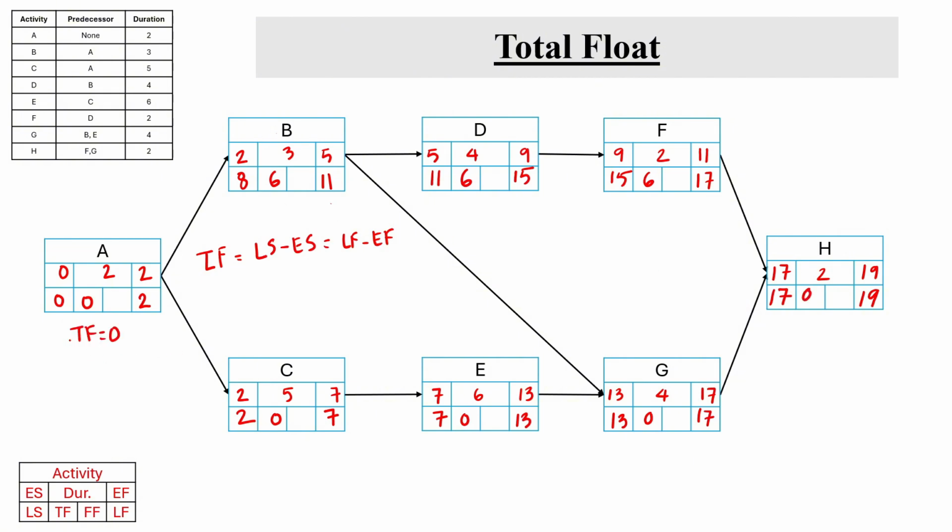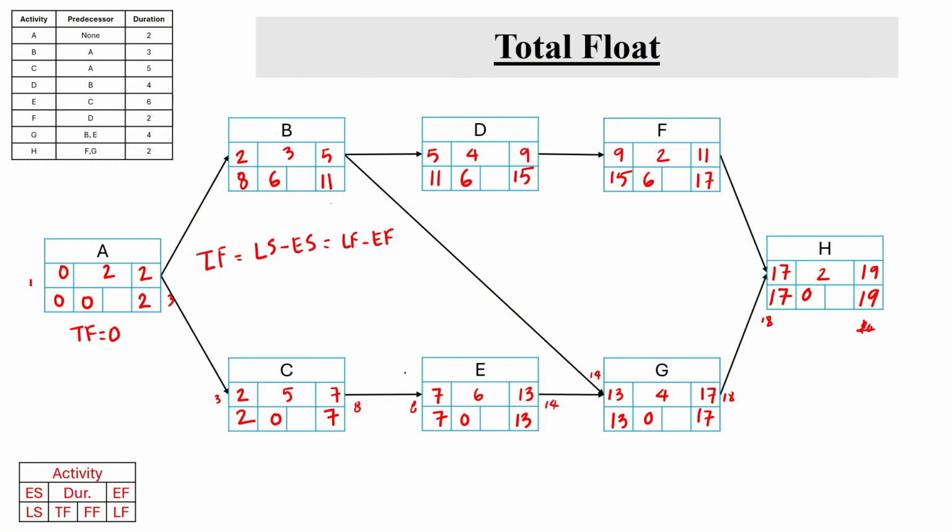So what does that mean? Since total float of activity A is 0, it cannot be delayed by any days. So let's say if activity A is delayed by 1 day and starts at day 1, its end would be 3. Here C would start at day 3, and then it would go to 8. Here 8 plus 6 would be 14. 14 plus 4, 18. And then the end date of activity H would be 18 plus 2, which is 20. So the whole project is going to be delayed by 1 day.